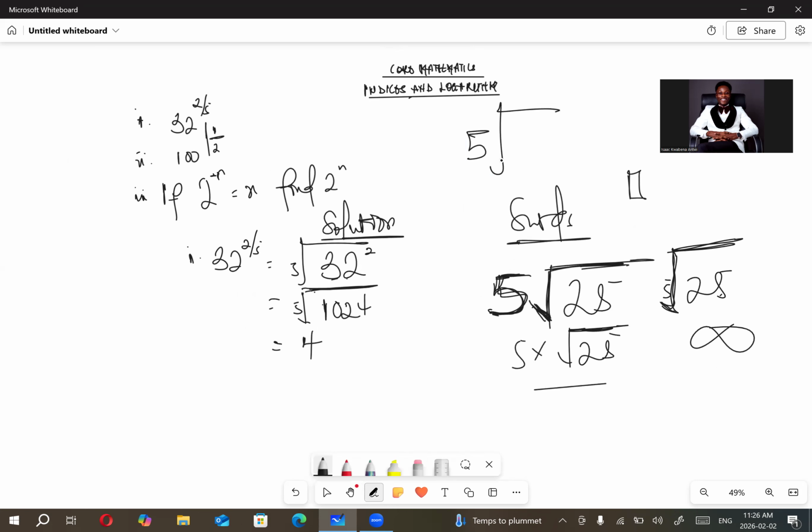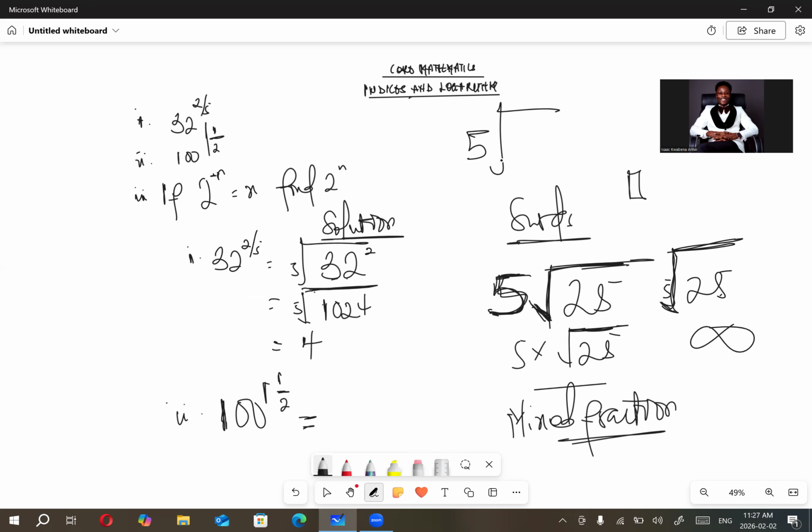Now, I saw some people getting this one wrong: 100 exponent one whole number, 1 over 2. You got this wrong because, number one, you don't know how to re-express a mixed fraction. And even if you don't know how to express this, it was on your calculator. You could have punched it easily on a calculator, but you didn't know how to do that. So I'm going to show you the two ways. Let's start with the calculator.